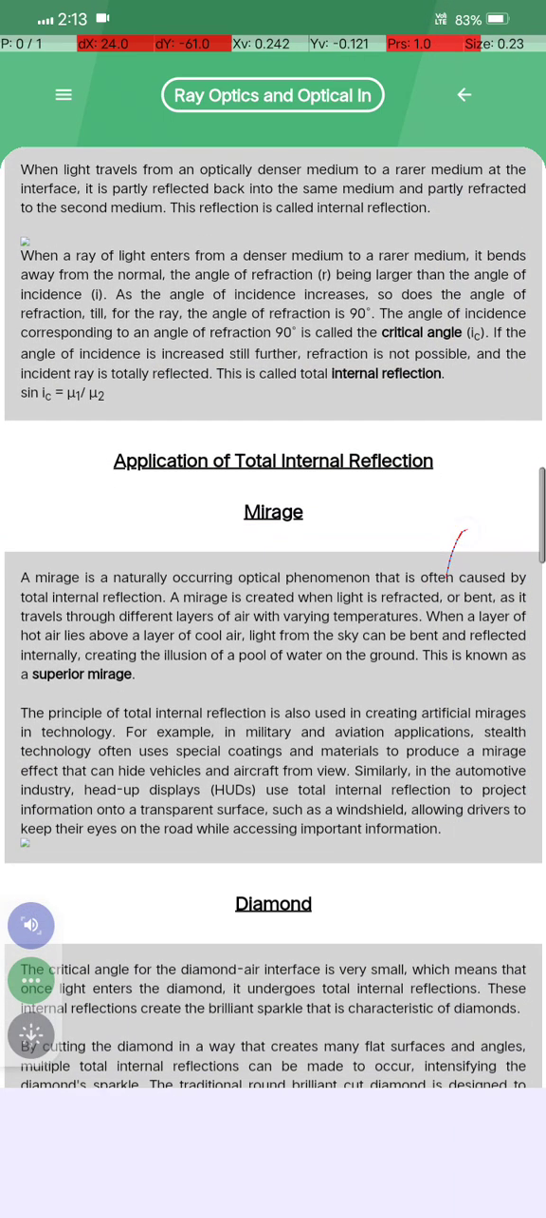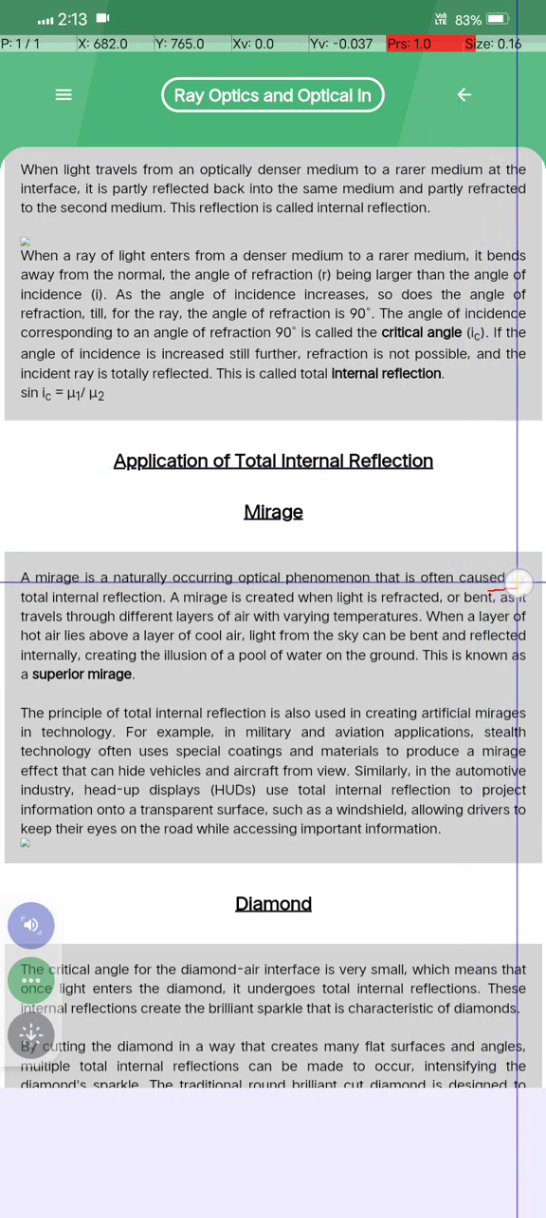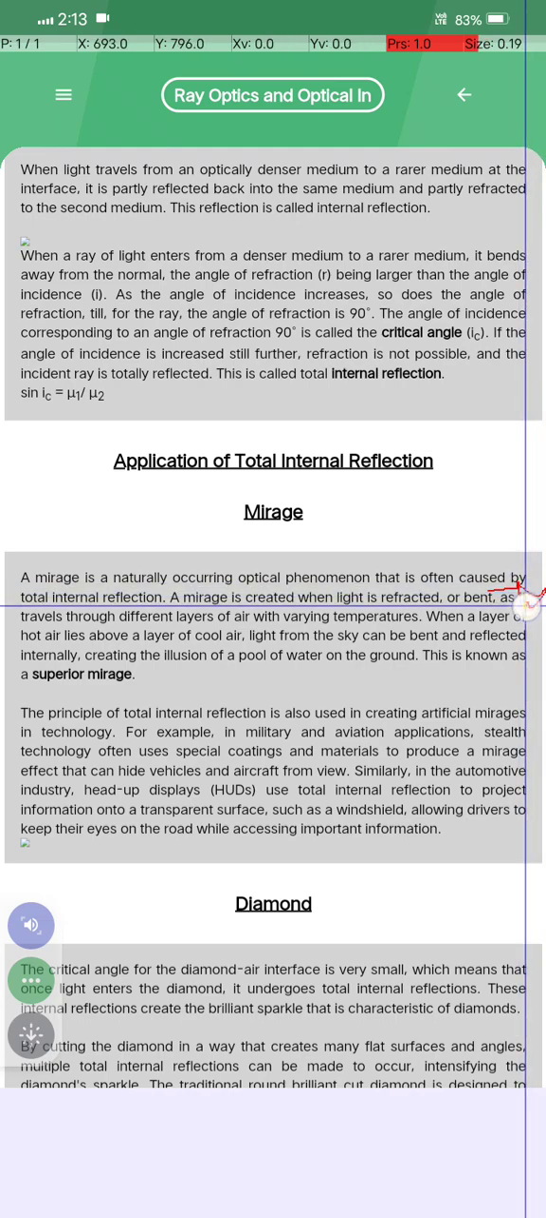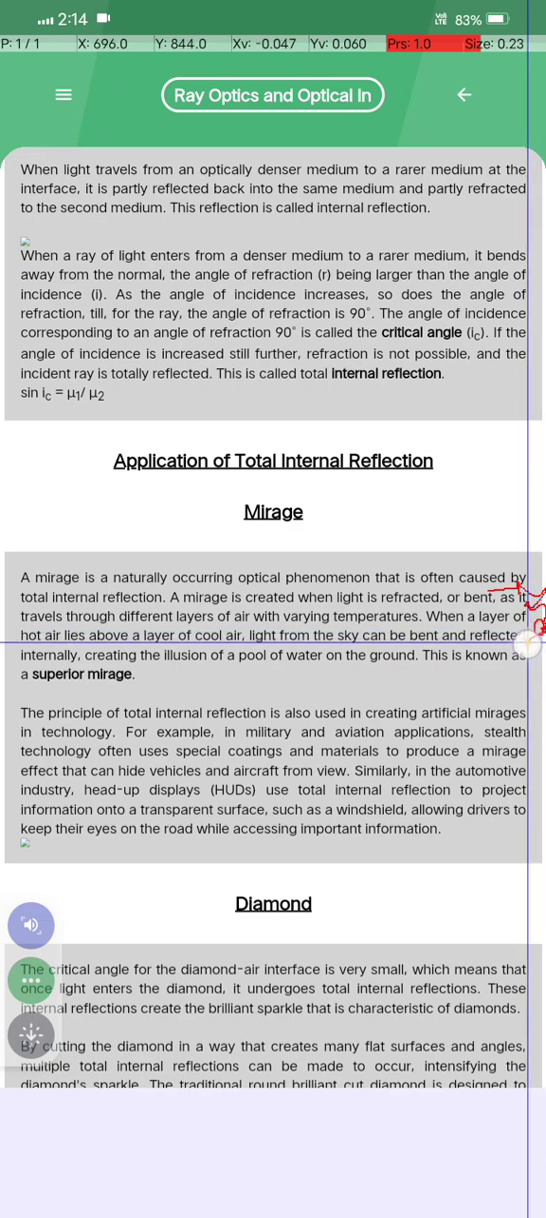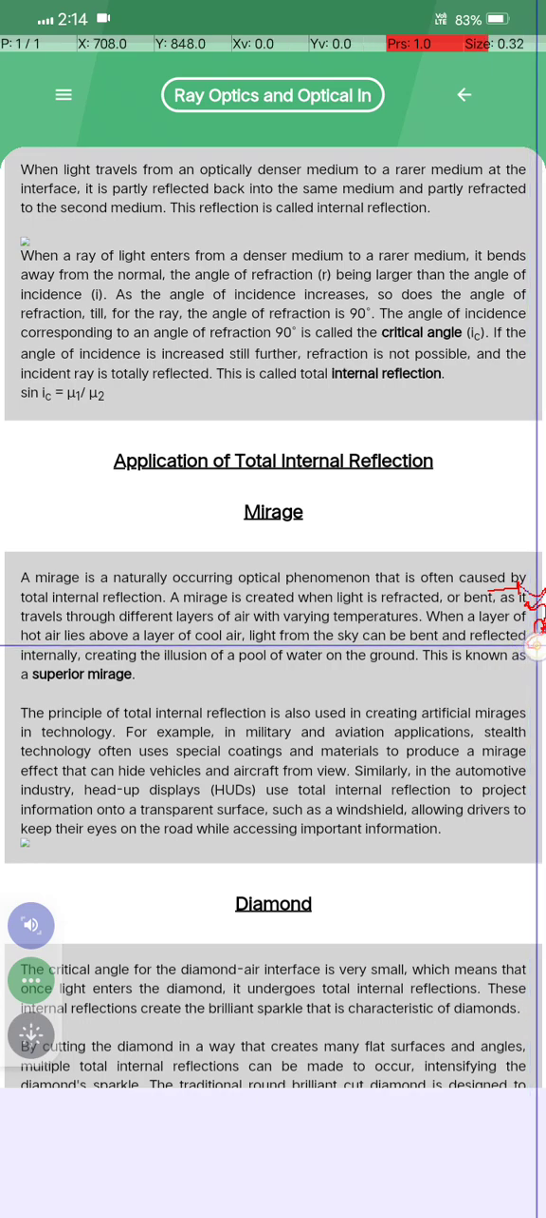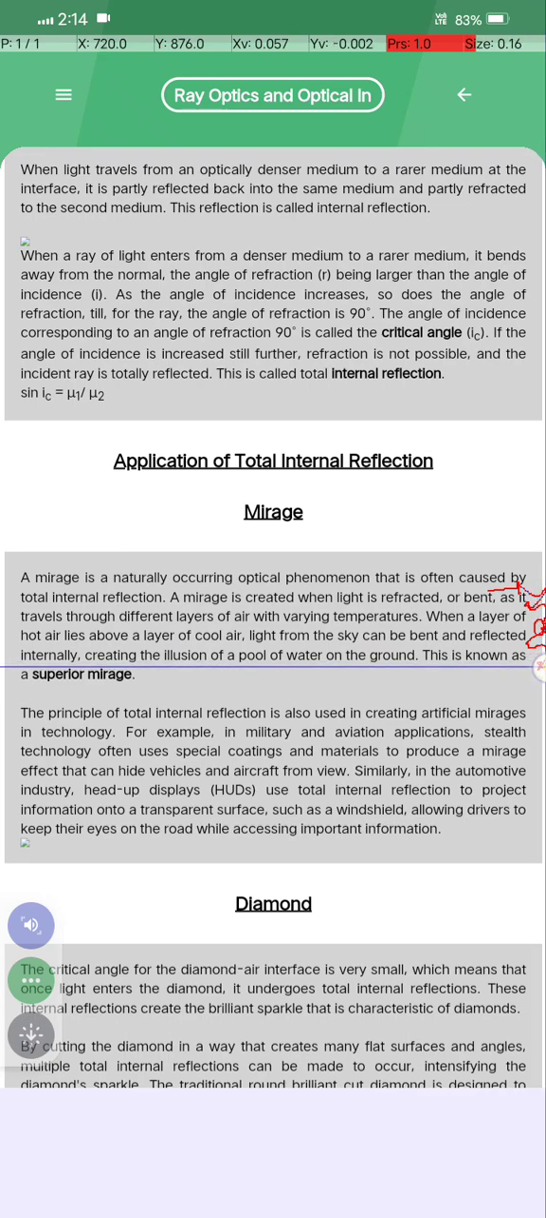Now see the application of total internal reflection: the mirage. A mirage is a naturally occurring optical phenomenon often caused by total internal reflection. It is created when light is reflected or bent as it travels through different layers of air with varying temperature. When a layer of hot air lies above a layer of cool air, light from the sky can bend and be reflected internally, creating the illusion of a pool of water on the ground. This is known as the superior image.